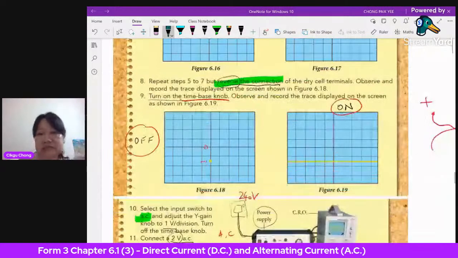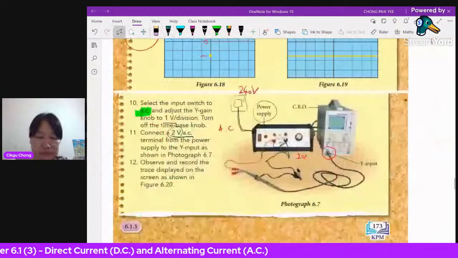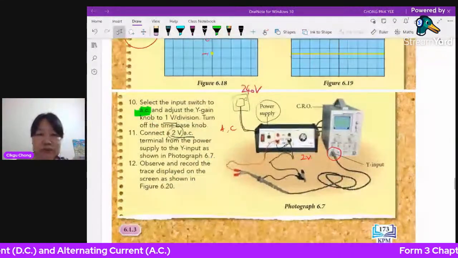Now let's look at AC, more interesting. The pattern looks beautiful. Now let's look at the AC.